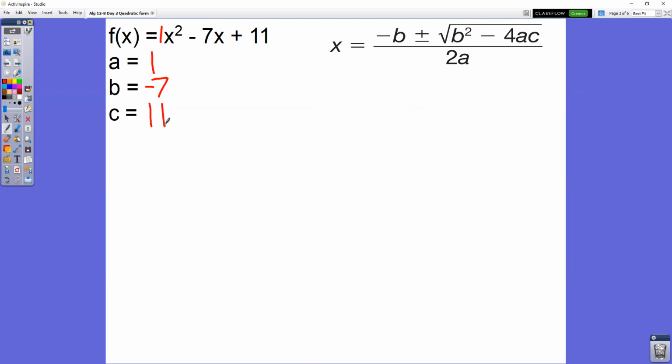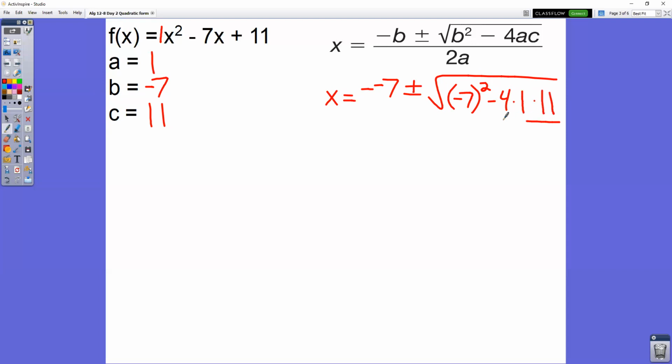Negative b plus or minus the square root of b squared minus 4ac all over 2a. So we have x equals negative of negative 7 plus or minus the square root of b squared. Our b term is negative 7, so we have to put it inside parentheses. So negative 7 squared minus 4 times our A term, which is 1, times our C term, which is 11, all over 2 times a, 2 times 1.